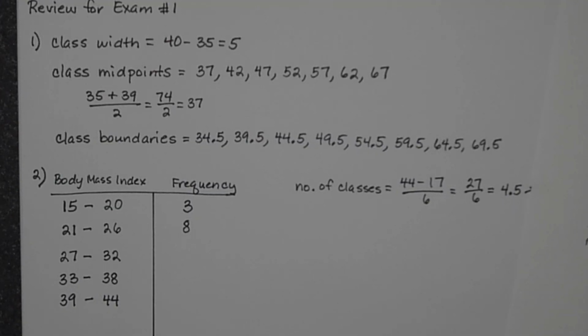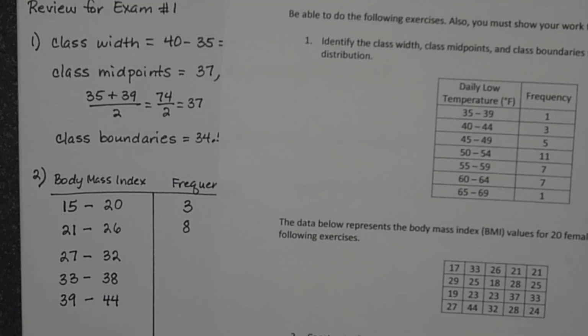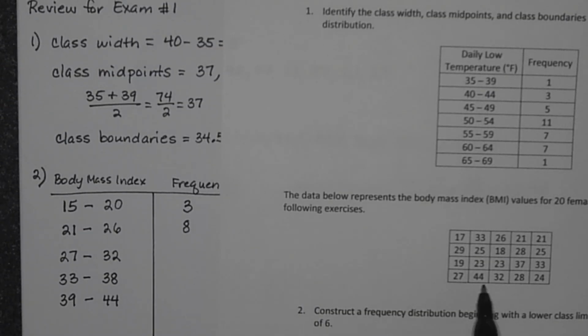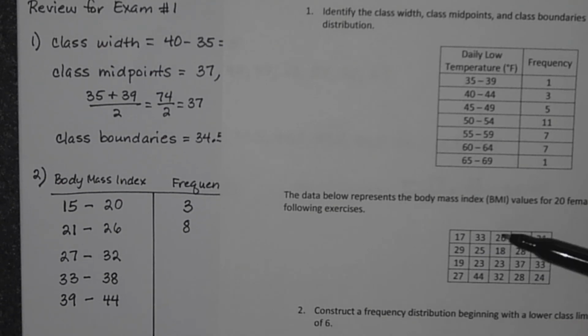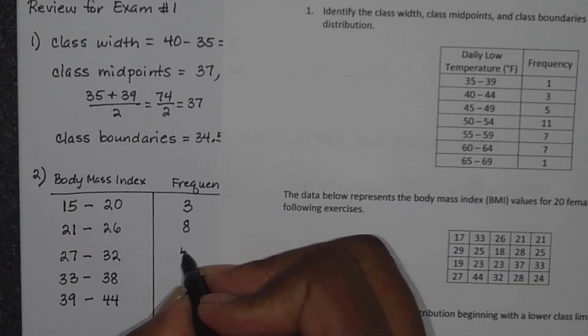All right, now for 27 to 32. How many data values are between 27 and 32, including the 27 and the 32? There are 5. Because there's 1, 2, 3, 4, and 5. Might be missing one. Okay, 1, 2, 3, yeah, 4, 5. Okay.